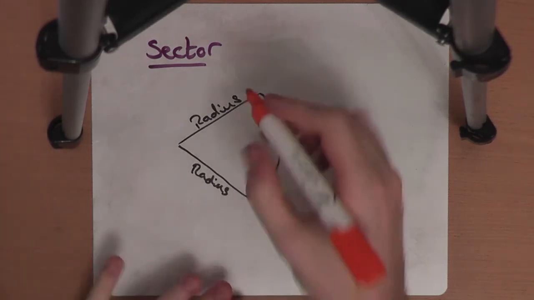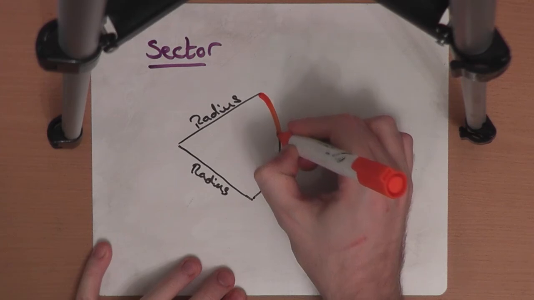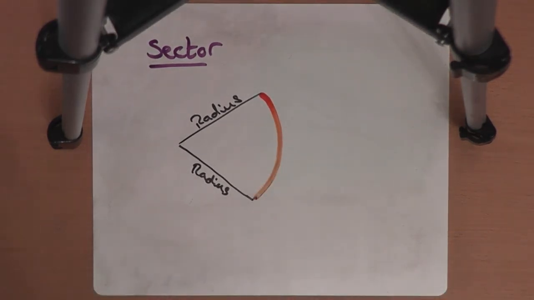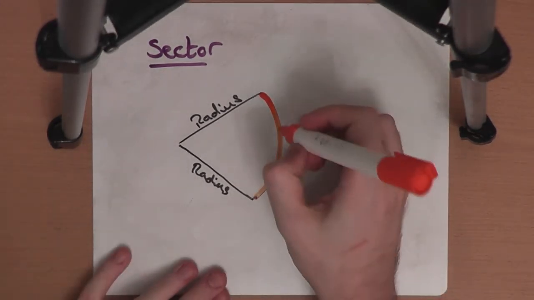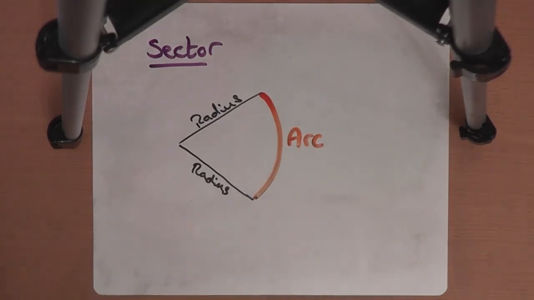Now the arc length is the length of this curved bit here, because this is an arc. An arc is a piece of the circumference, the whole circle. It's the curved edge on a sector, basically. And the fact that the sector is a piece of the circle and that the arc is a piece of the whole circle's circumference, that tells us how we are going to work out arc length and the area of the sector. Let's have a look at an example.